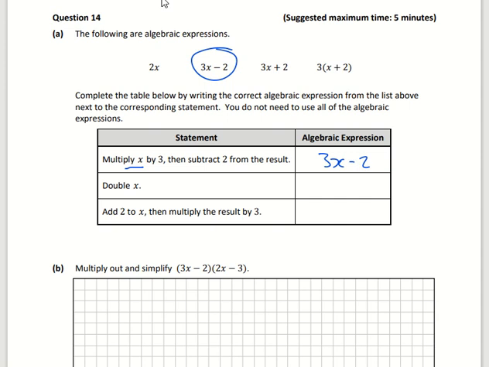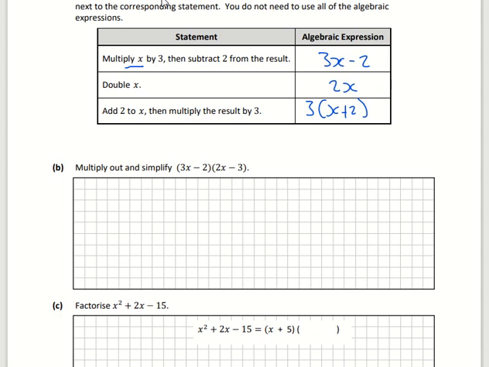Double x just means multiply it by 2, and that's all that's happening here, so it's going to be 2x. And then add 2 to x and then multiply the result by 3. If I was to add 2 to x first and then multiply it all by 3, I'd have to put the x plus 2 into brackets. So that's going to be the last one.